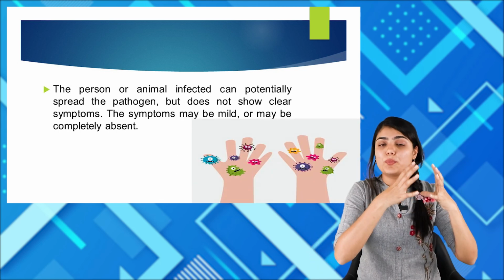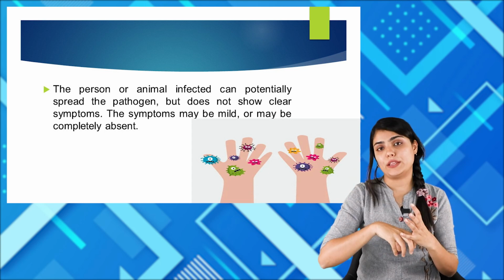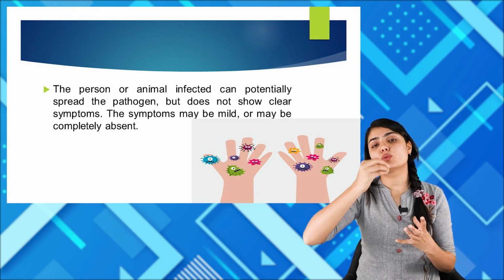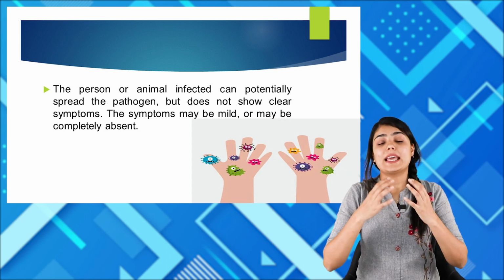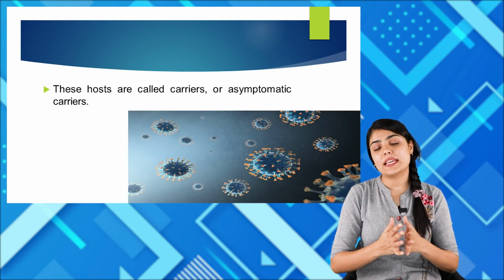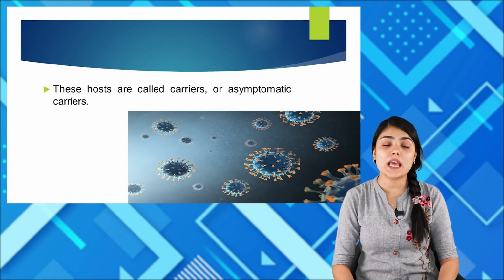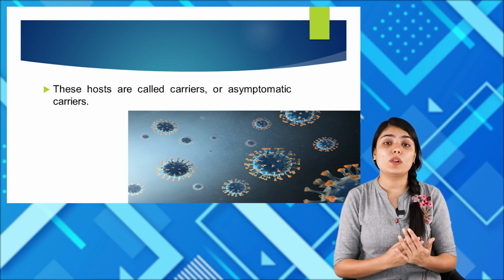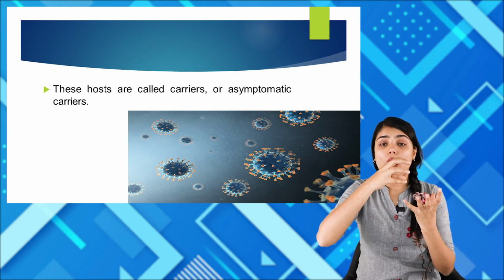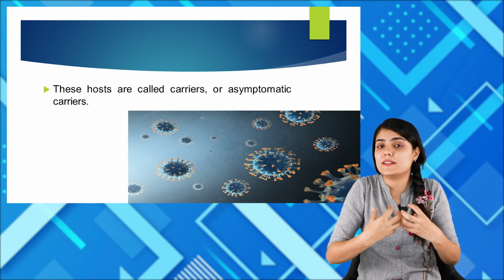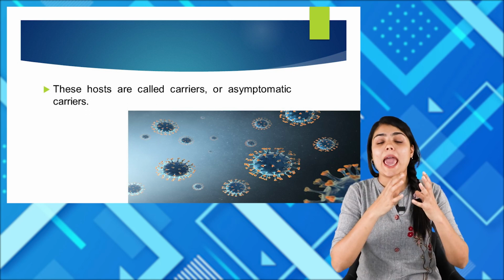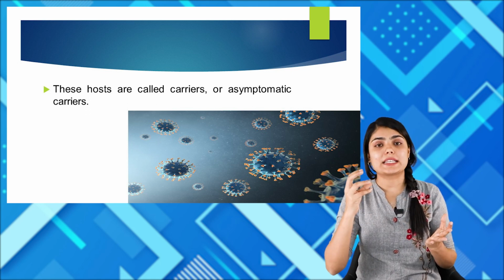So the carrier is a person or an animal who's infected by the host but does not show any kind of obvious symptoms, and they act as a source of infection for other people around. They act as a source of information and spread the infection to other people. In some cases, the carrier may have certain symptoms which may be very, very mild, or there will be no presence of any symptoms in the carrier. So these kind of hosts who harbor the microorganism but themselves do not show any kind of symptoms but act as a source of information are called carriers, and they are also called asymptomatic carriers.